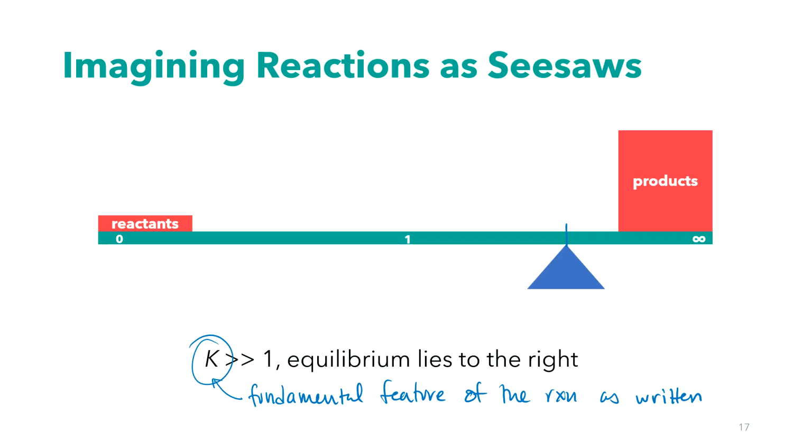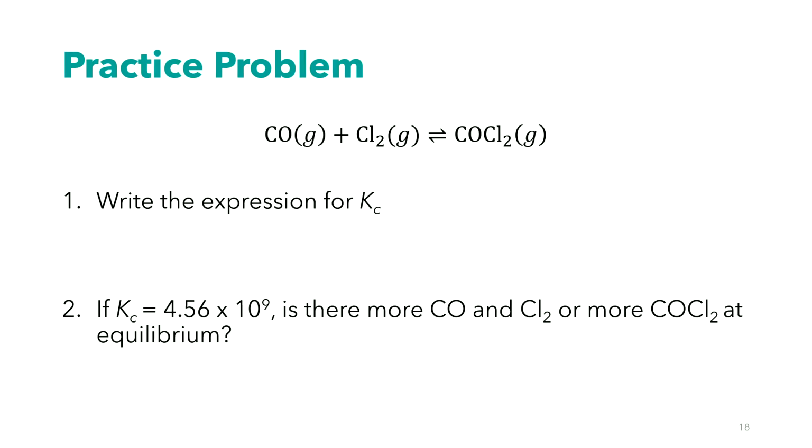So I've got another practice problem for you. Write the expression for Kc for this gas phase reaction where carbon monoxide reacts with Cl2 to make phosgene, COCl2. And then if I give you the Kc value, at equilibrium, what do I have more of, my reactants or products?